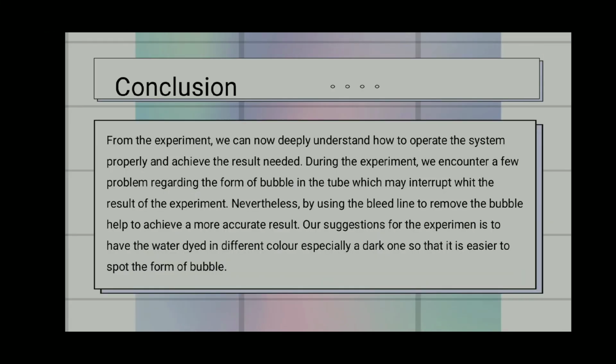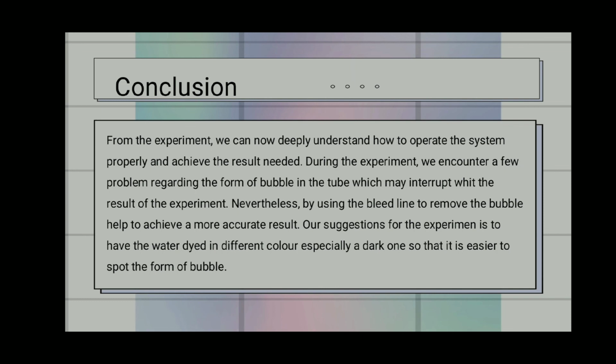Conclusion: from the experiment, we can now deeply understand how to operate the system properly and achieve the result needed. During the experiment, we encountered a few problems regarding the formation of bubbles in the tube, which may interfere with the result of the experiment. Nevertheless, using the bleed line to remove the bubbles helps to achieve a more accurate result.